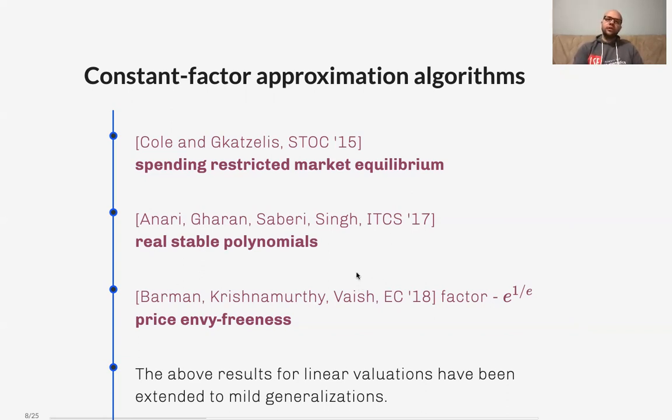Namely, there was an approach building on real stable polynomials, and the state of the art for additive valuations, with the factor e to the 1/e, is achieved by an approach using something called price envy-freeness, or some kind of local search if you want. And these three that I mentioned here hold for additive valuations, and they have been extended to some mild generalizations of additive valuations. Essentially, you have additive valuations with some additional constraints and factors in the valuation functions.